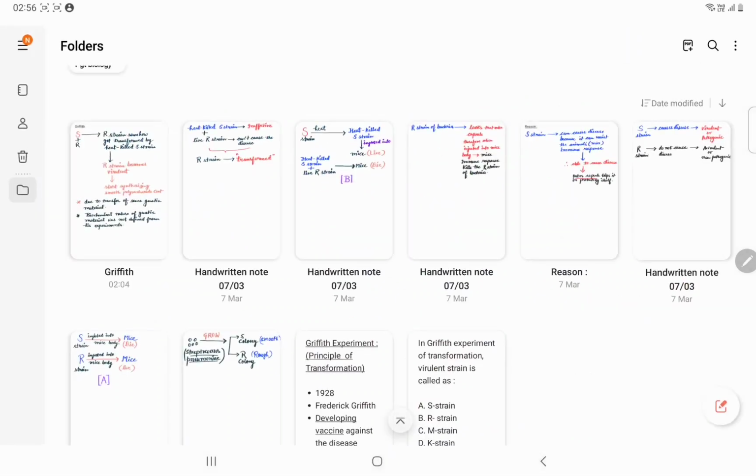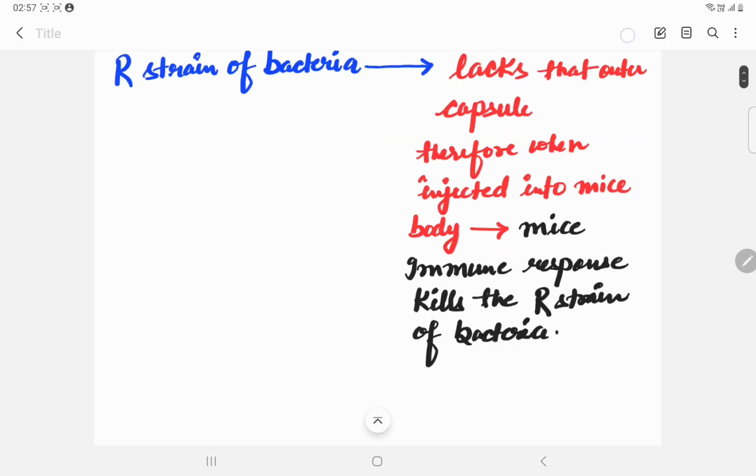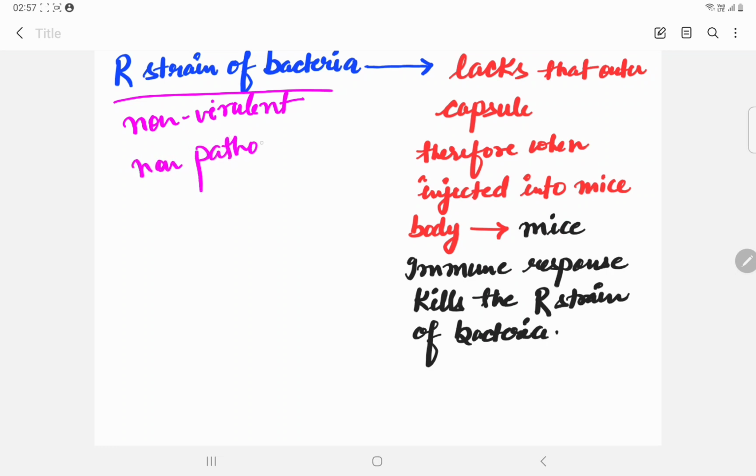Whereas the R strain is non-virulent. We have seen it is non-virulent, non-pathogenic in nature.